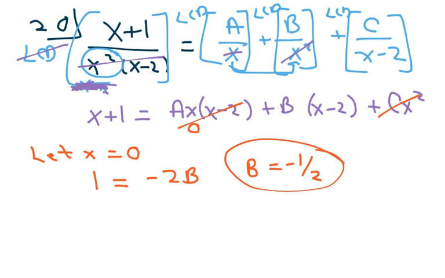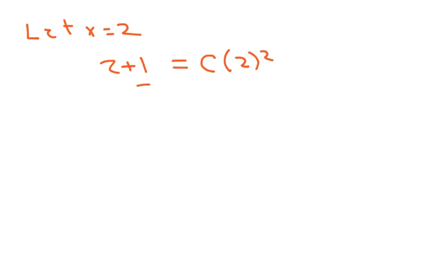So we have that, and let's let x be 2. If we let x be 2, we get 2 plus 1, and that's going to zero out my A and my B, so I just have my C. So that's going to be 3 equals 4C, so C is 3/4.